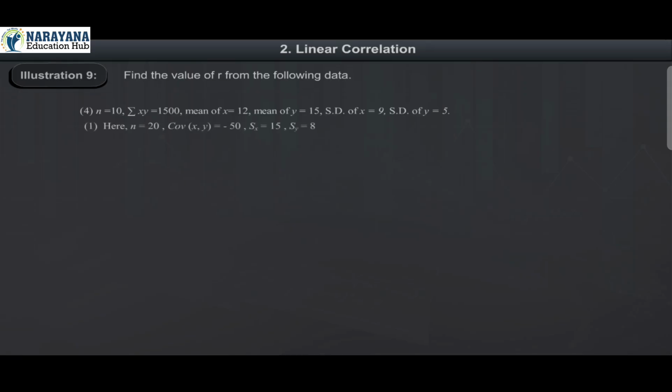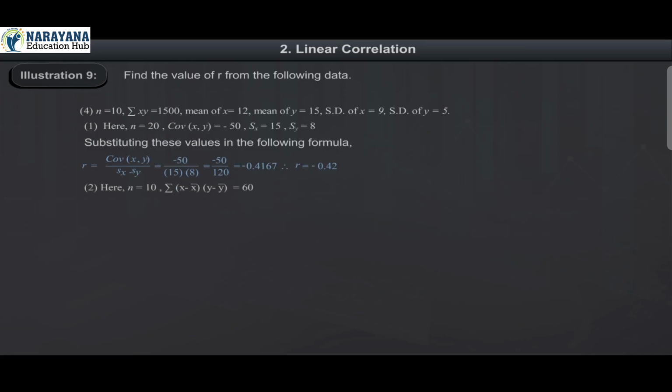Number 1. Here n is equal to 20. Covariance xy is equal to minus 50. Sx is equal to 15. Sy is equal to 8. Substituting these values in the following formula. R is equal to covariance xy divided by Sx into Sy is equal to minus 50 divided by 15 into 8 is equal to minus 50 divided by 120 is equal to minus 0.4167. Therefore, R is equal to minus 0.42.